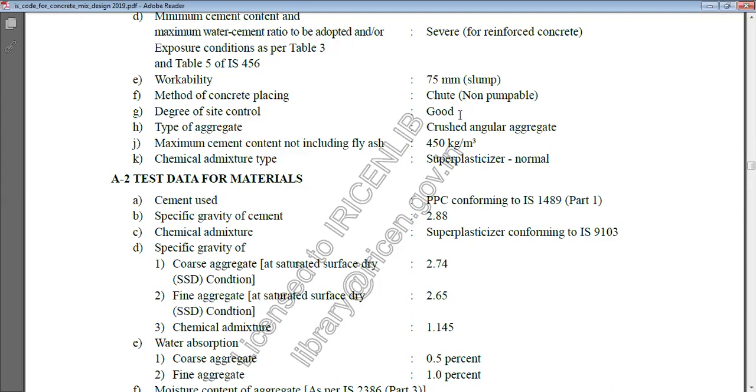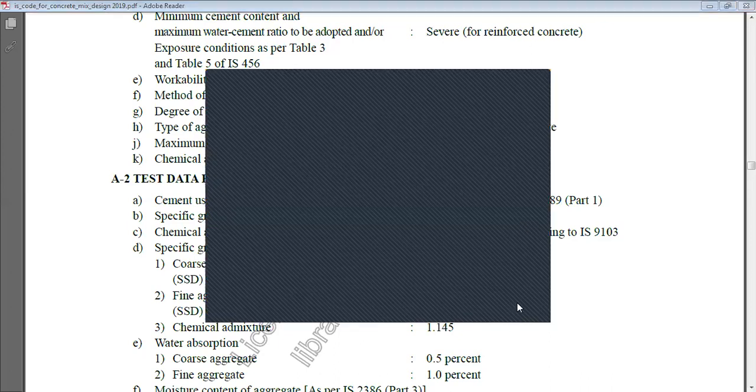Next, the degree of site control is good. Next, also very important is the type of aggregate. It is a crushed angular aggregate. Okay. And next we have, sorry.